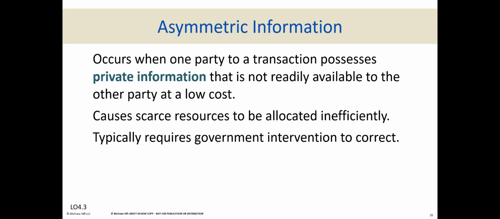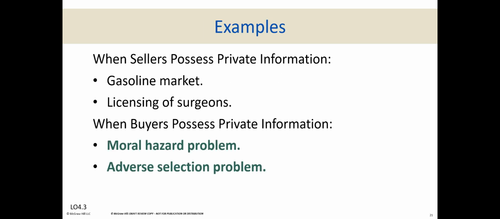And there could be cases when buyers know more, like someone buying health insurance while hiding an existing health problem. The insurance company, the seller in that case, is at a disadvantage. So asymmetric information causes scarce resources to be allocated inefficiently and typically requires government intervention to correct. And buyers can possess private information. We have the moral hazard problem and adverse selection.